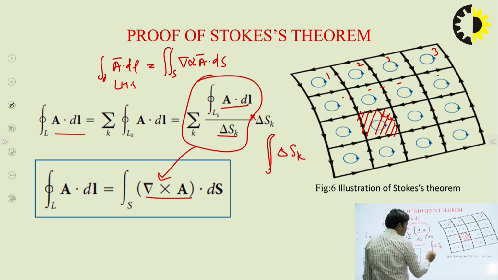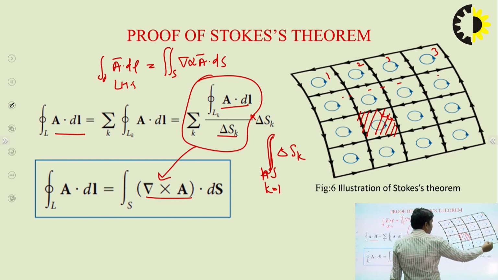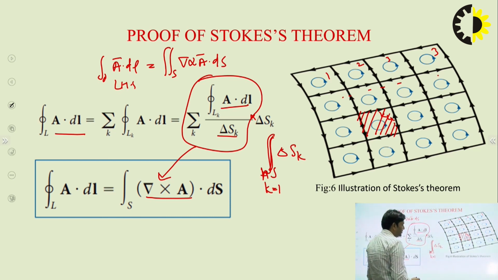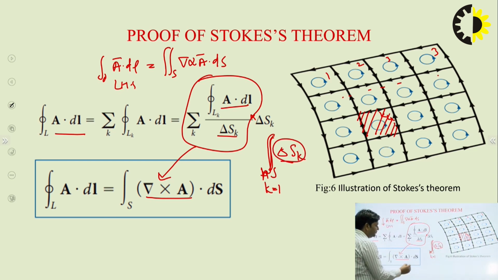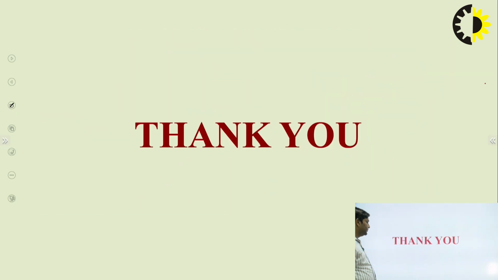If we integrate delta S_k over the closed surface S, where k lies from 1 to P, total is P, this delta S_k converts to ds. So, we easily convert the line integral to the surface integral.